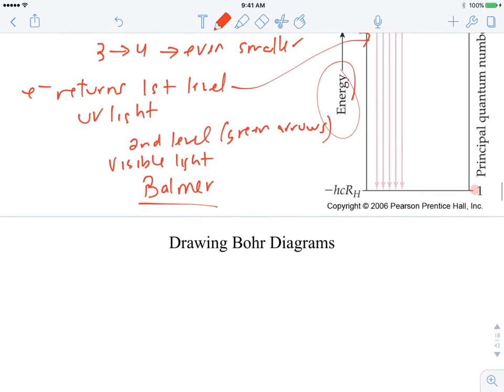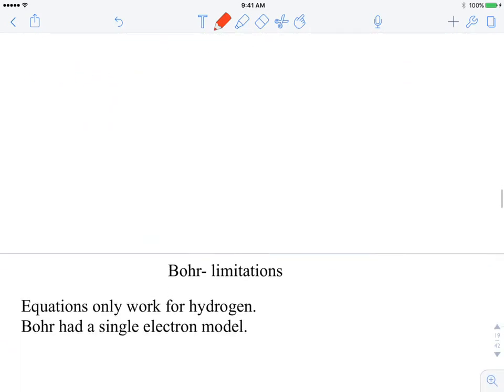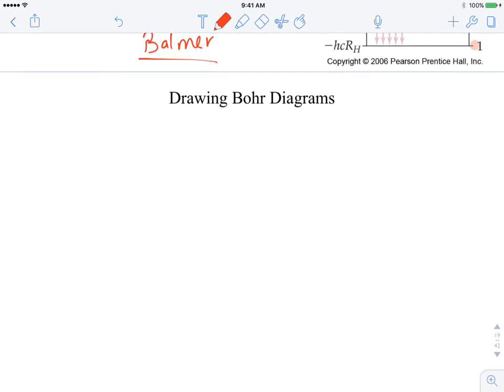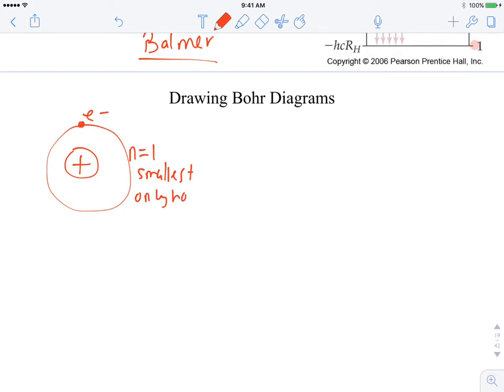So, if we want to show what the Bohr diagrams look like, we have a nucleus, and then around it we have our electrons. The first level, n equals 1, is the smallest. It can actually only hold 2 electrons. I want to discuss tomorrow why it can only hold 2 electrons based on its size. So let's talk about that tomorrow.